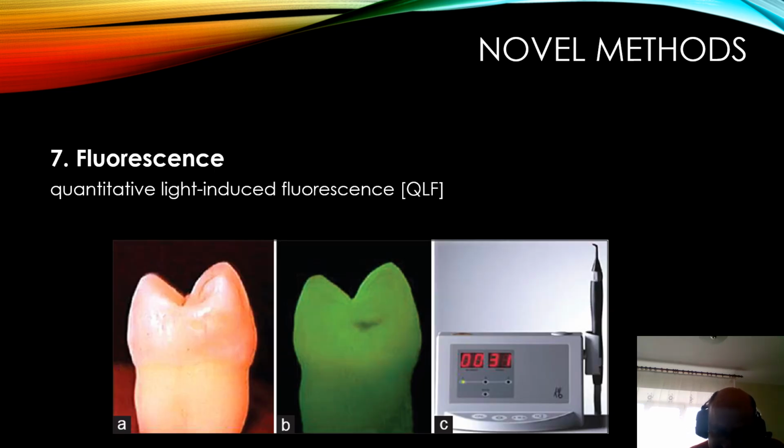Next method, fluorescence. It is the quantitative light-induced fluorescence method, and they show a standard view of the tooth and a view of the tooth under fluorescence. And as you can see, the presence of proximal caries.